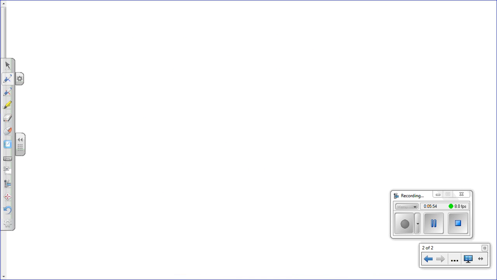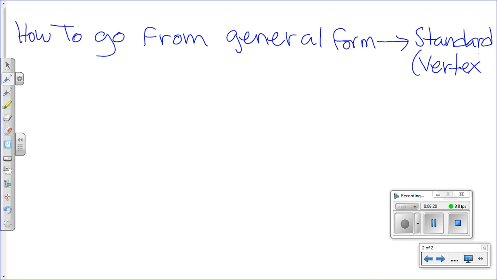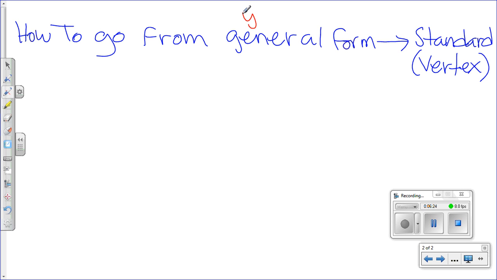Now, the next thing I want to cover is how to go from the general form of a quadratic equation to the standard form, which is the vertex form. To refresh your mind a little bit, general form is the one that looks like this.